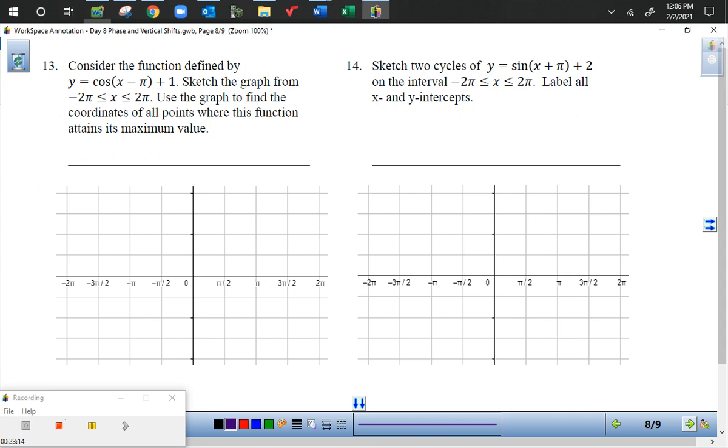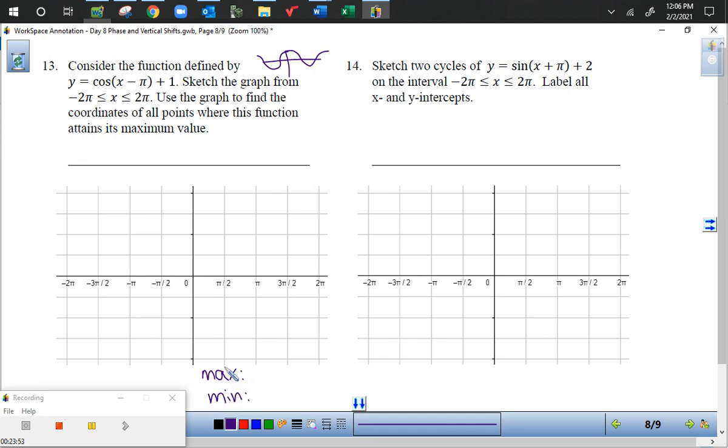So first thing, let's make a little baby sketch to know what the original parent function is supposed to look like, and then we can translate it based on the numbers. So cosine starts at its maximum and goes down. And then let's just chat about max and mins while we're at it. So I'm going to do it down here. I've got a little bit of room.